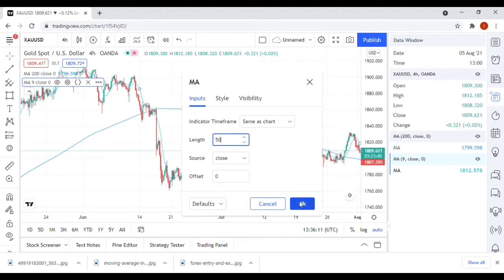Now we want to differentiate between the two, because we want to easily identify which one is which. So we'll change this color.